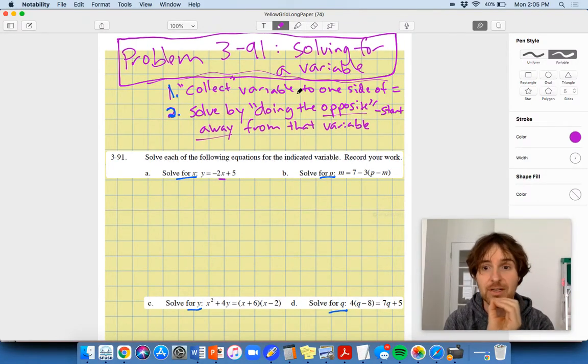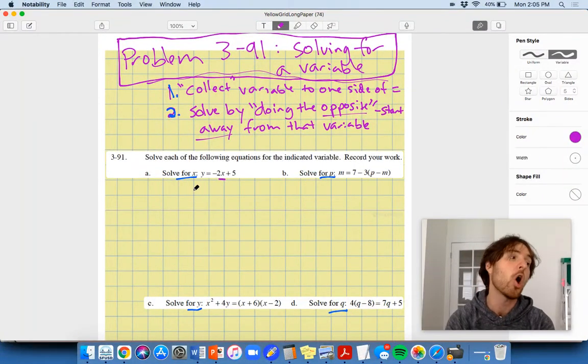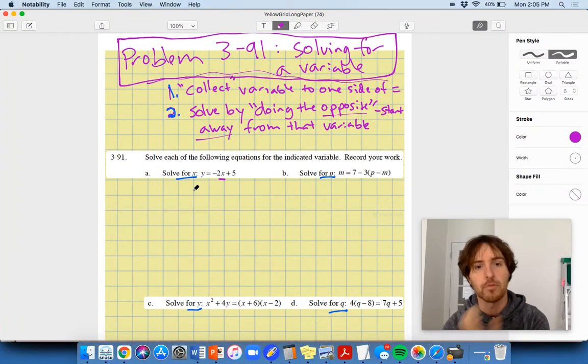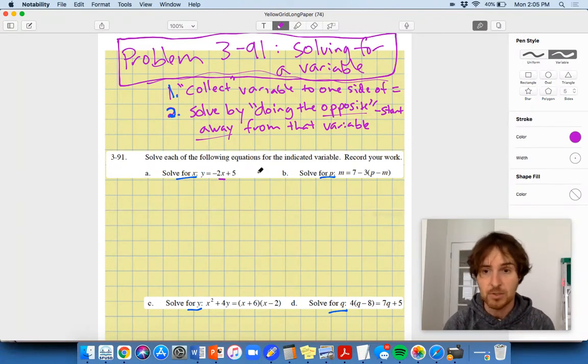That variable, I'm going to collect to one side of equals because I have the x right here. I'm going to solve this on the right side. I just want to see x. On the left side, I want to see all the other stuff, all the other garbage. I want to move over there so that I can figure out what x represents in terms of y, in terms of numbers. Okay, so that's what I'm going to do. Okay, step 1's already done on part A. Step 2, solve by doing the opposite. Start away from that variable.